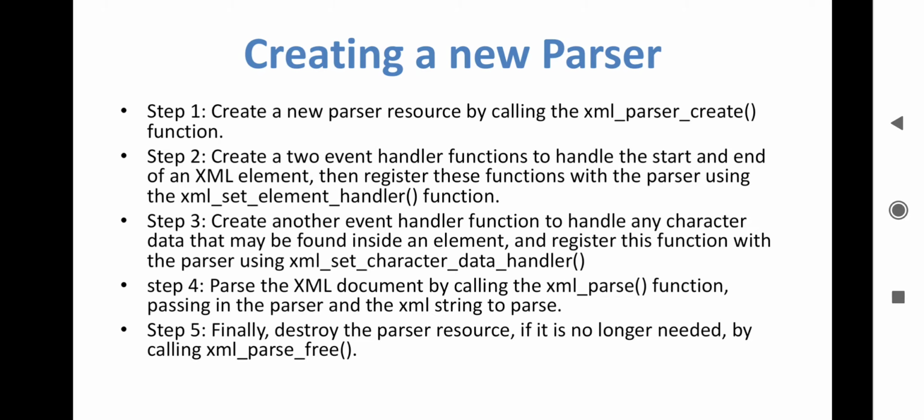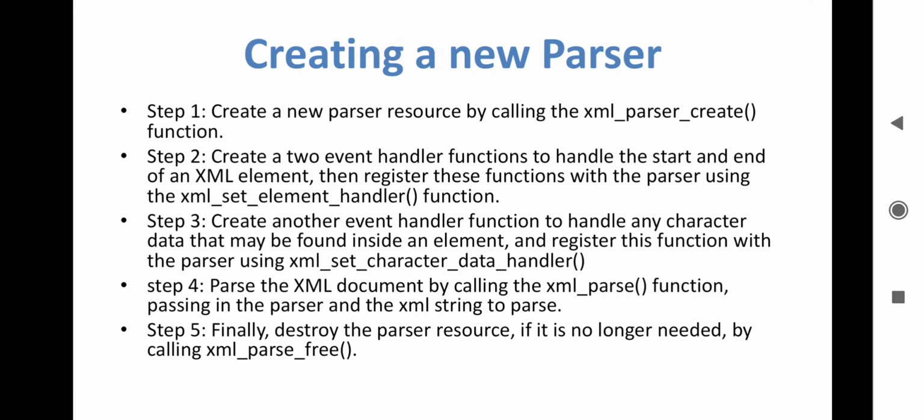Now here are some steps to create a new parser. How to create a new parser? For this we will go from step 1 to step 5, and we need to perform all these steps. In step 1, create a new parser resource by calling the function xml_parser_create. So xml_parser_create is important to call. Then create two event handler functions to handle the start and the end: one is for the start, one is for the end.